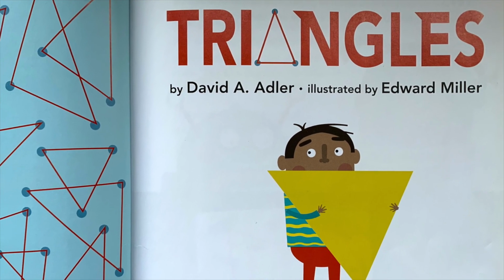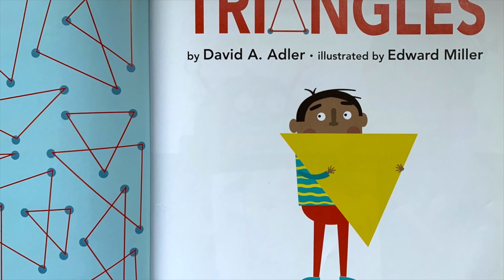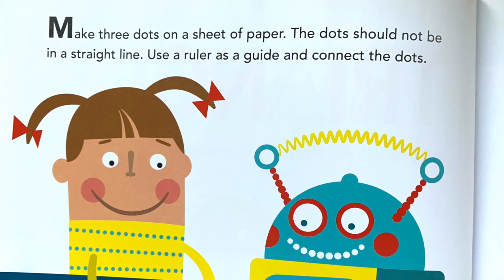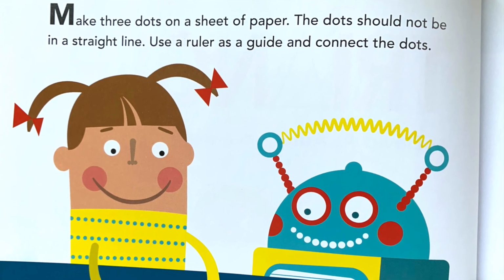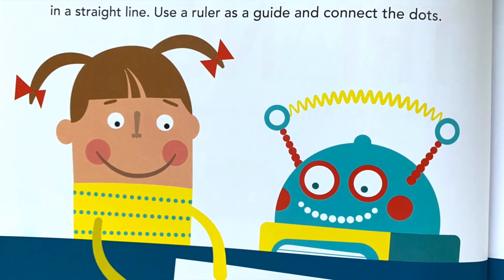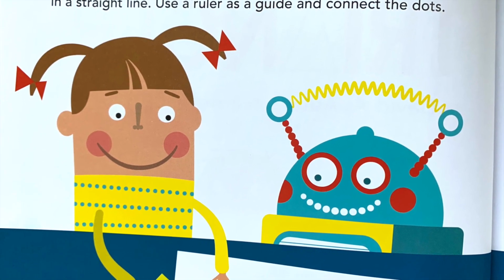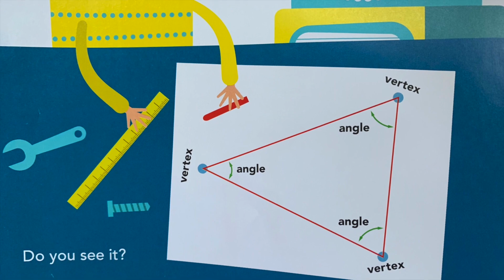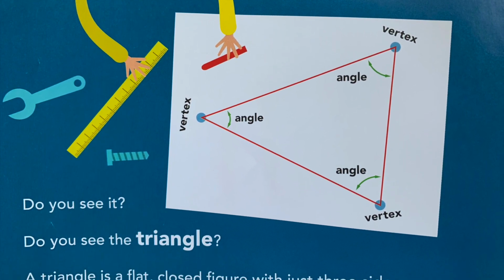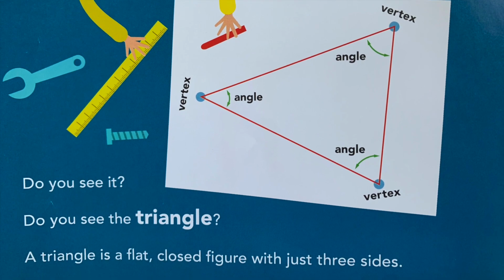Triangles, written by author David A. Adler and illustrated by Edwin Muller. Make 3 dots on a sheet of paper. The dots should not be in a straight line. Use a ruler as a guide and connect the dots. Do you see it? Do you see the triangle? A triangle is a flat, closed figure with just 3 sides.